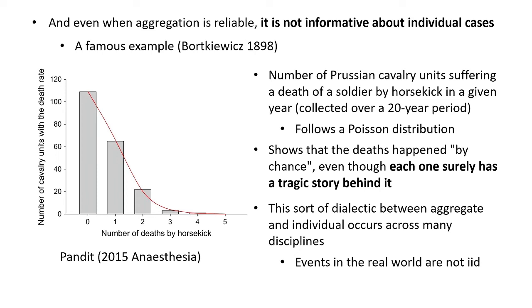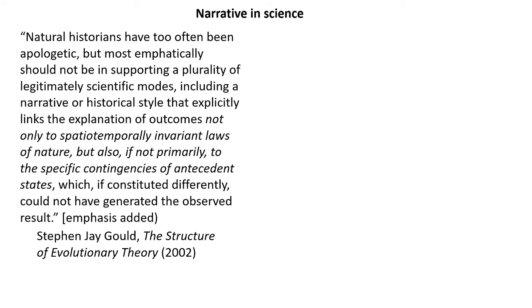And I think this dialectic between aggregate and individual occurs in many disciplines. It occurs, for example, between public health and clinical health, and it applies everywhere. It's because events in the real world are not independent and identically distributed. It's only a model. So I've been looking at storylines, and this relates to a concept of narrative in science, which actually has a long history and is especially used in evolutionary biology.